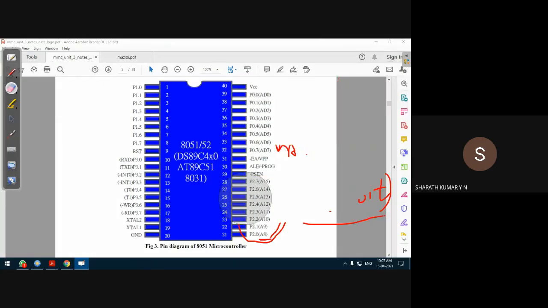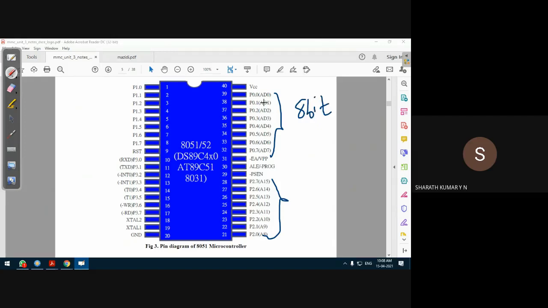Out of the 16-bit address, the lower 8 bits are carried by port 0, the upper 8 bits are carried by port 2, and the 8-bit data is carried by only port 0, because the size of data is always 8 bits. The microcontroller cannot handle any data bigger than 8 bits.